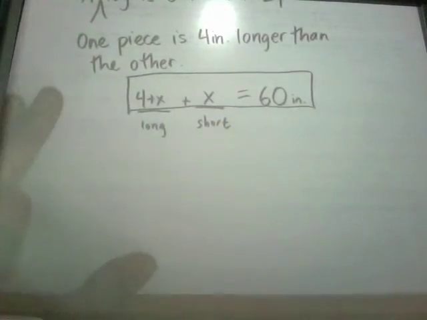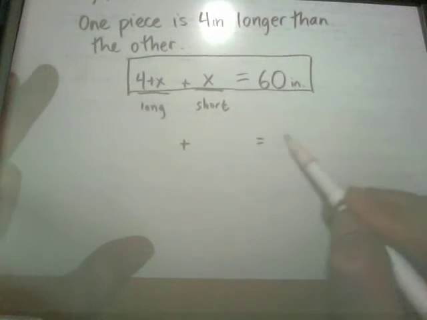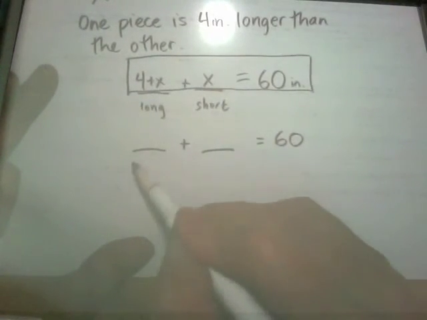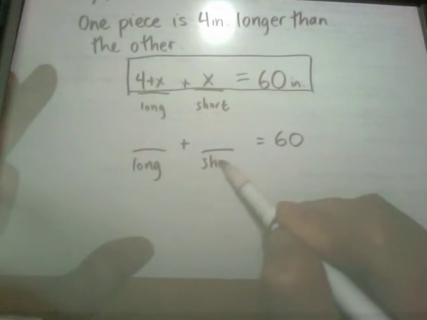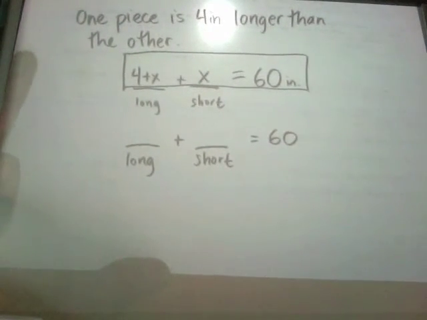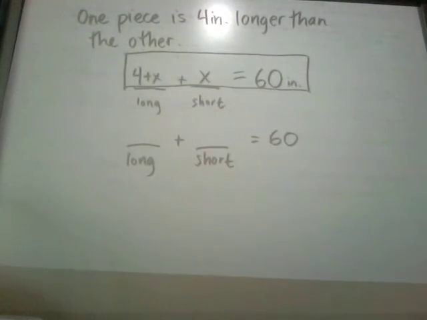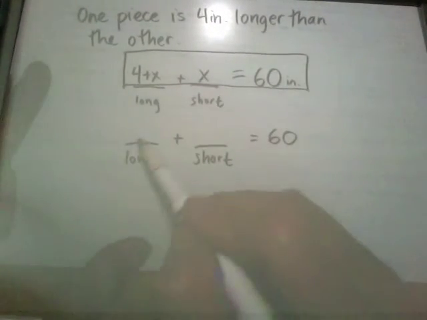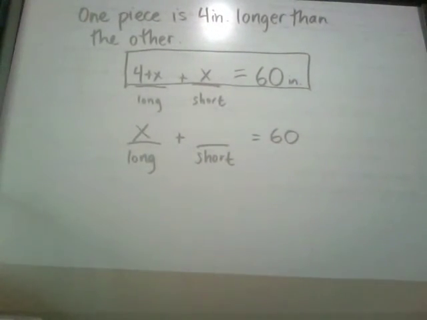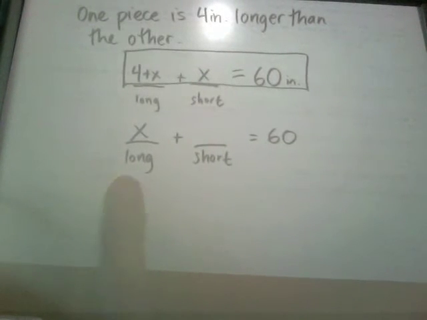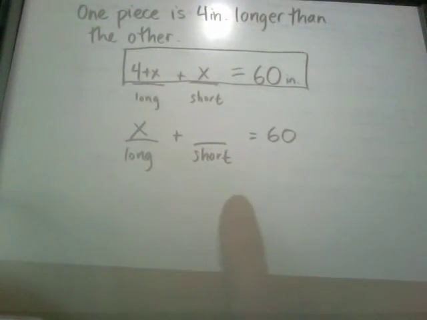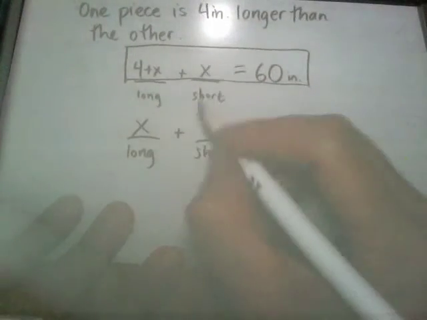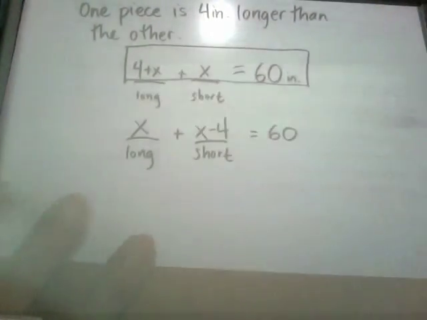Let me show you one other possibility you could have done for this, and then we're done. What if I set up the same exact way? Long plus short equals a total of 60. But what if you picked the long one for your variable? Let's say this is x. Now, what do I say for the short piece? It's the long one, but the long one is 4 inches more. Jaden? Minus 4. x minus 4.